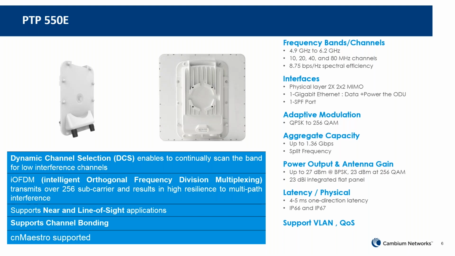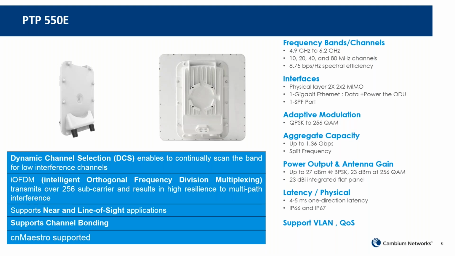Some of the key features for 550E are dynamic channel selection, or the ability to jump frequencies when they're running into interference. It also has 256 subcarriers, which helps with multipath interference. It supports near line of sight and line of sight applications. It supports channel bonding, which we will cover in the next few slides. And we do support cnMaestro, which is our cloud platform from which you should be able to manage all Cambium Networks products. We also support VLAN and QoS, some of those networking features.